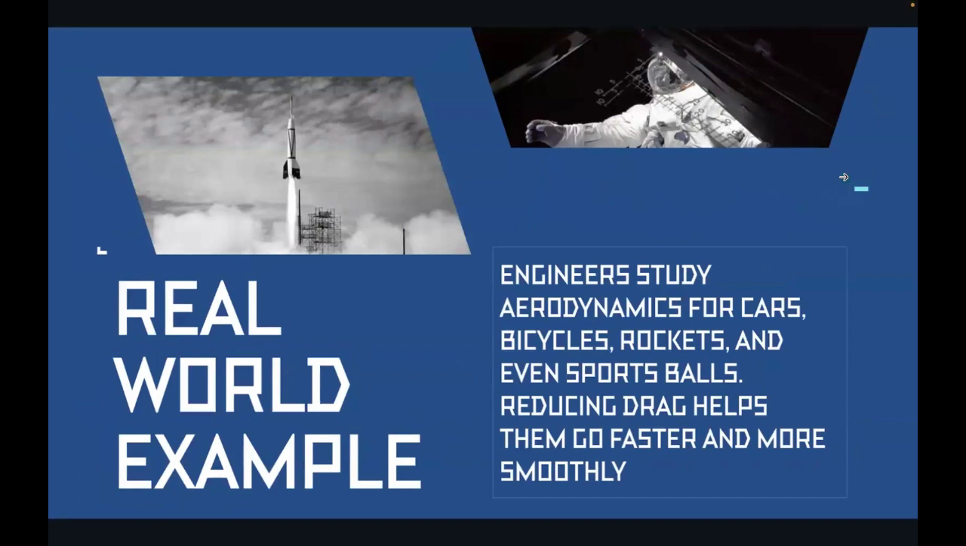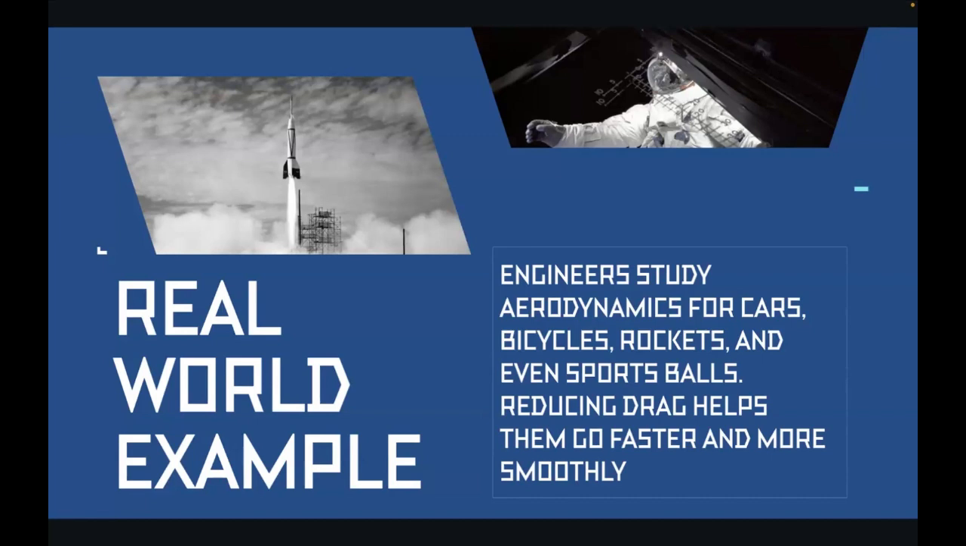So let's look at a real world example. Engineers study aerodynamics for cars, bicycles, rockets, even sports balls. I think I already mentioned that. And reducing drag helps them go faster and more smoothly. This is why we are going over this. This is an engineering applications class, and we want to know how to go around natural issues like this. Not issues per se, but just natural things that make our decisions in inventions different.